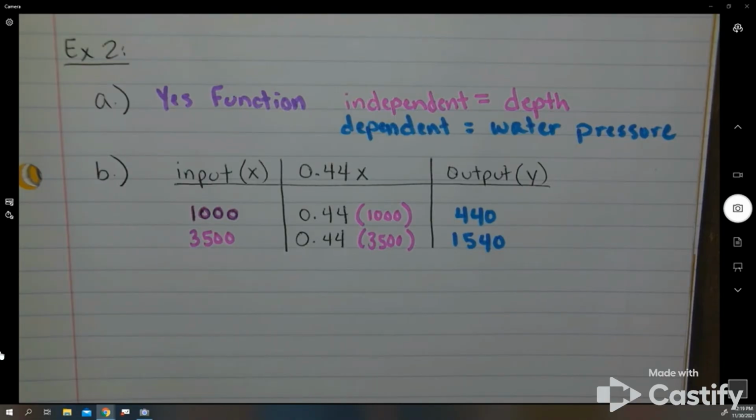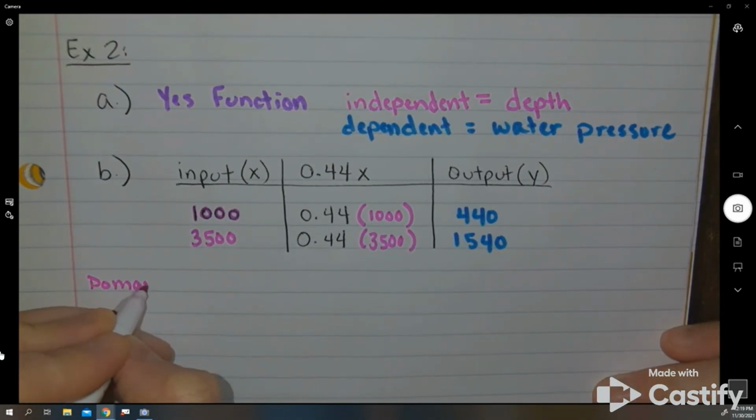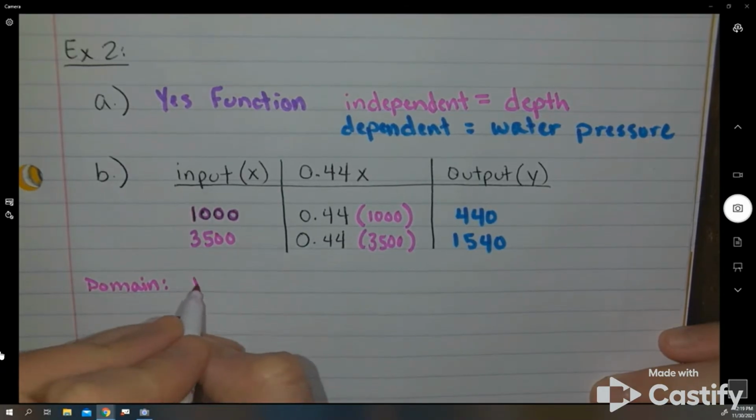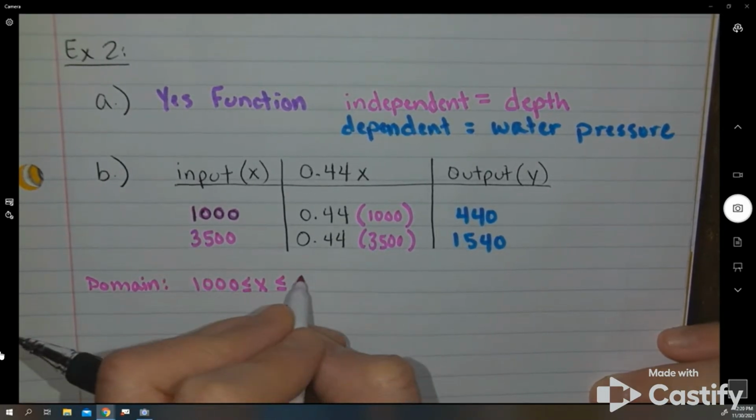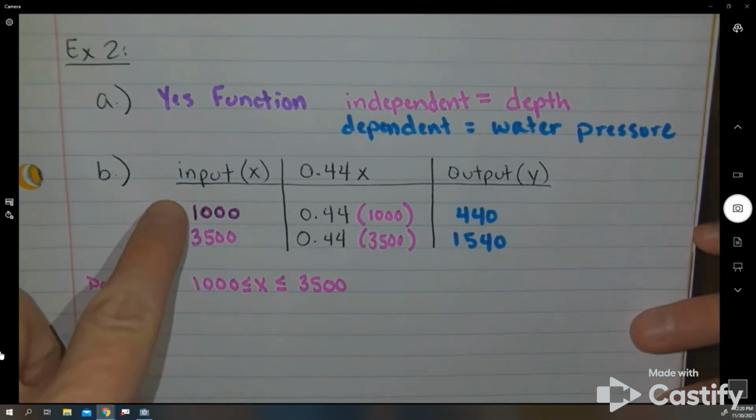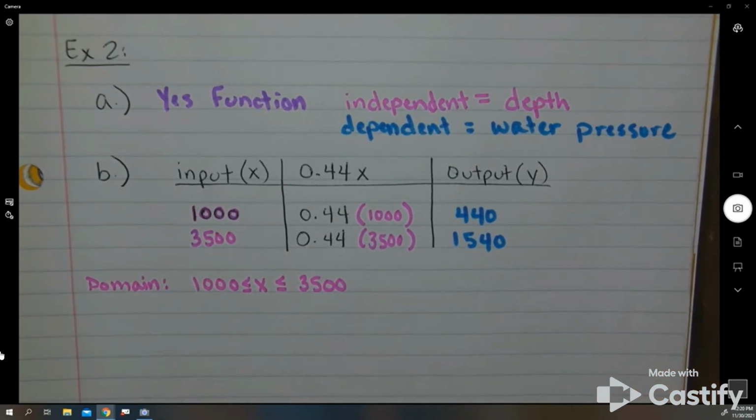So if I'm looking at my domain, the smallest value that I had was 1,000 feet. So it has to be greater than or equal to 1,000, but it was also less than or equal to that 3,500 feet. So we took our minimum and our maximum, and we wrote an inequality.